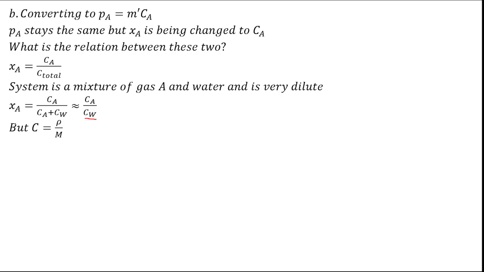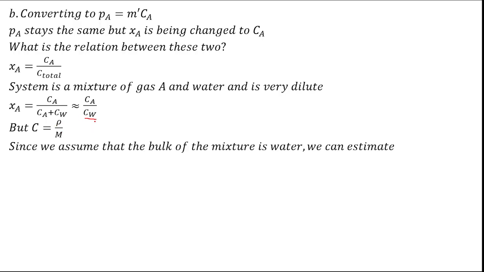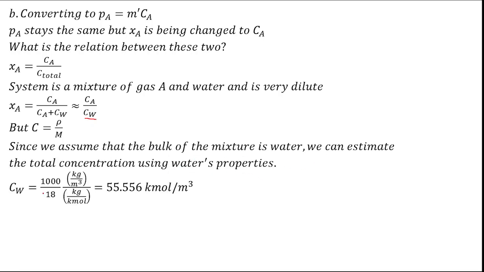The other thing is that concentration is equal to density over molar mass. So now that we know the density and molar mass of water, we can find the concentration for water, right? Since we assume that the bulk of the mixture is water, we can estimate the total concentration using water's properties. That would be 1000 kilogram per meter cube over 18 kilogram per kilomole. If we simplify, we'll get 55.556 kilomole per meter cube.